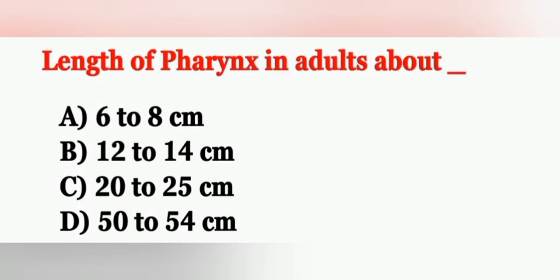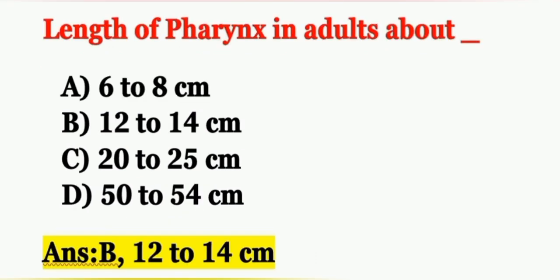The next question, length of pharynx in adult is about. Options, option A 6 to 8 centimeter, option B 12 to 14 centimeter, option C 20 to 25 centimeter, and option D 50 to 54 centimeter. Length of pharynx, it is about 12 to 14 centimeter. Option B is the correct answer.